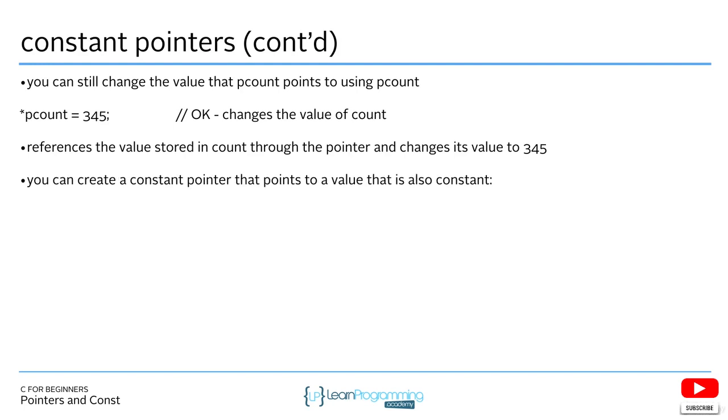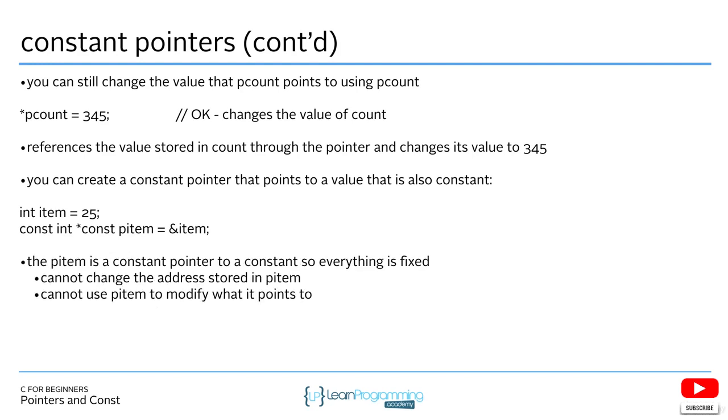You can create a constant pointer that points to a value that is also a constant. So you could do something like this: constant int star constant p item. And that's saying that what the pointer is pointing to is constant, and the pointer itself is a constant. So p item is a constant pointer to a constant, so everything is fixed. You cannot change the address stored in p item, and you cannot use p item to modify what it points to.